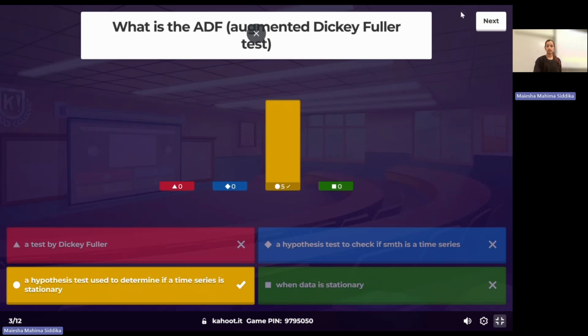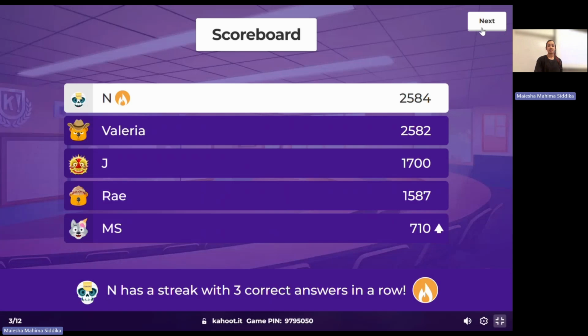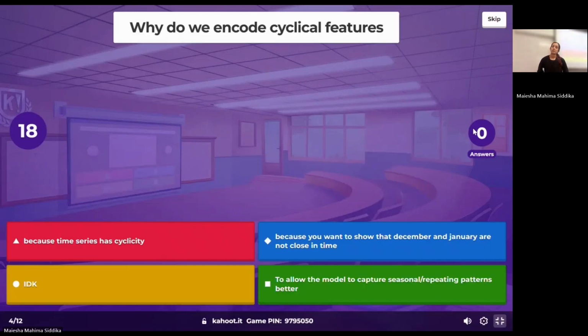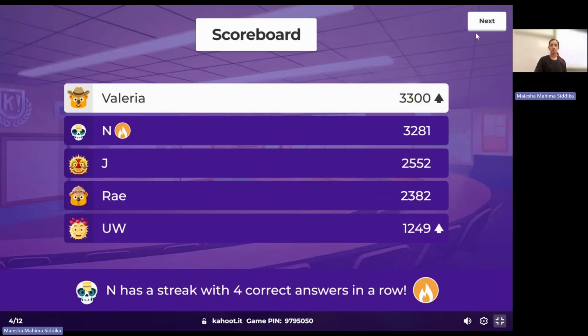Okay, you all got that right. I think someone dropped out. Okay, N is taking the lead. Okay, to allow the model to capture seasonal and repeating patterns better. Valeria's taken a spot.